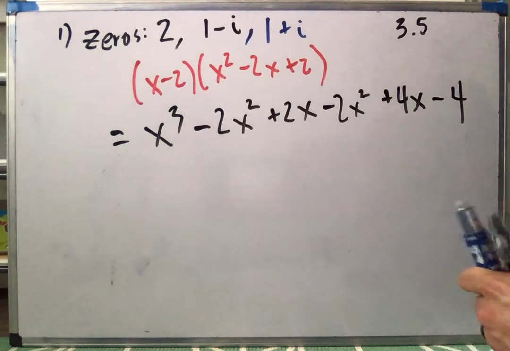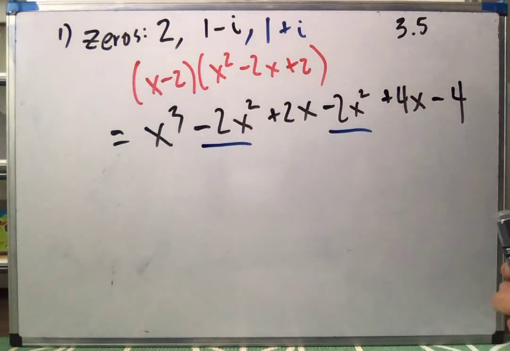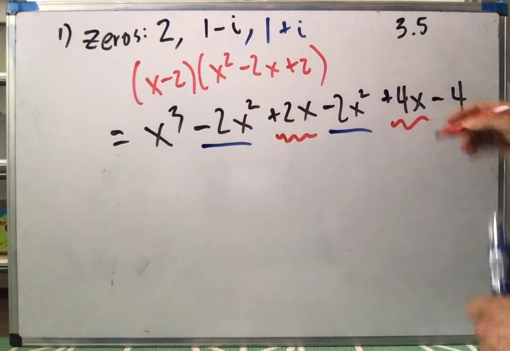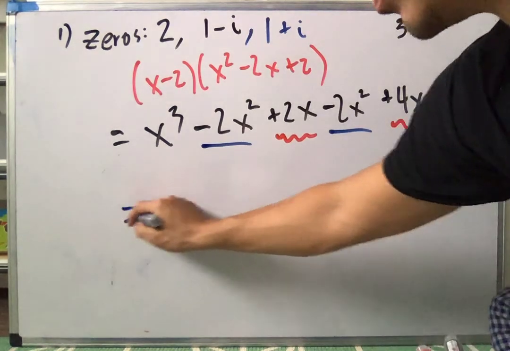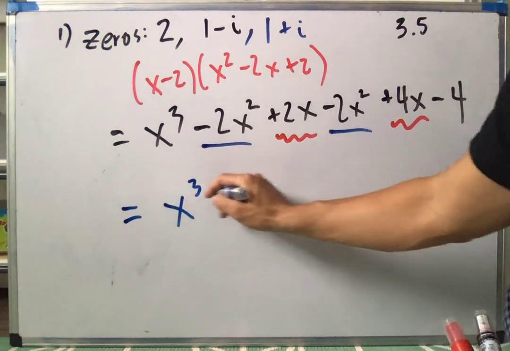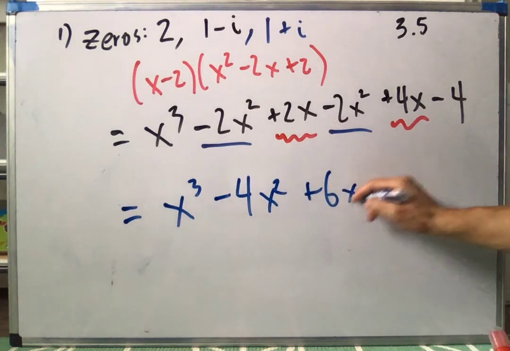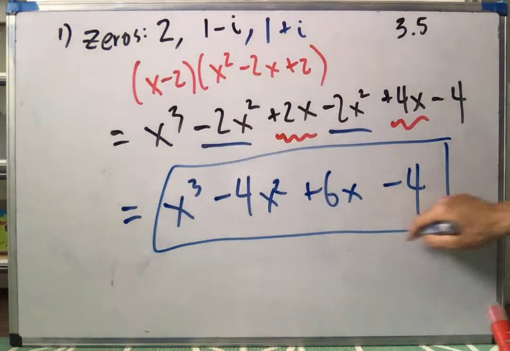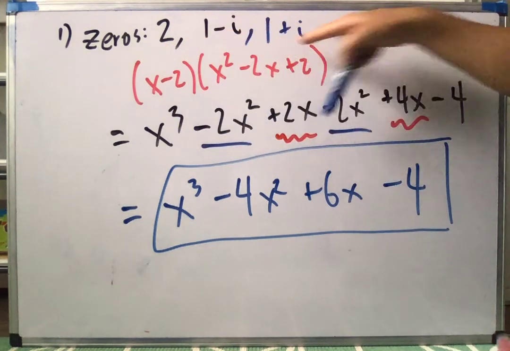And finally, I just combine terms that are the same. The x squared terms are both the same type of term, and the x terms are the same type. So I combine those. That gives me my final answer: x cubed minus 4x squared plus 6x minus 4. And there it is. That's a polynomial, and its zeros are 2, 1 minus i, and 1 plus i.